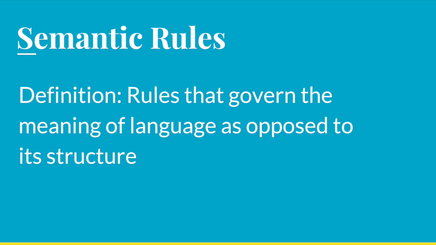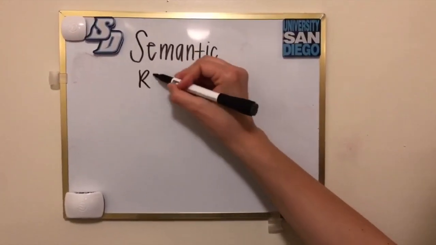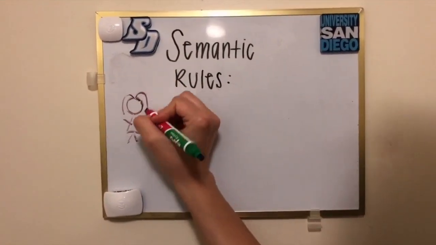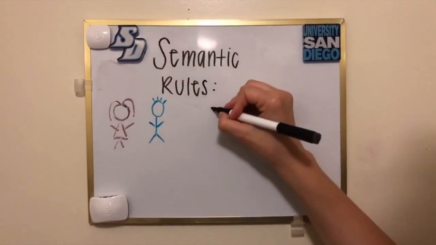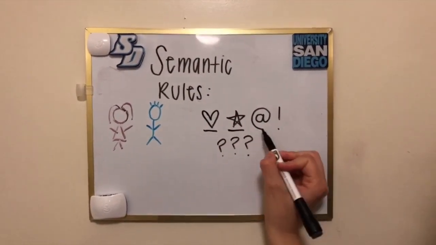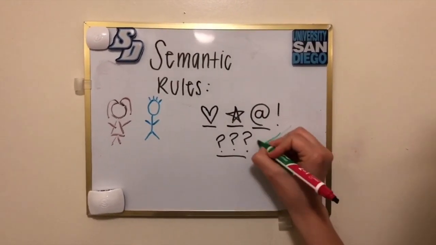Semantic rules govern the meaning of language as opposed to its structure. For example, symbols such as these are universally known to mean female and male. If we didn't have universal meanings for the following symbols, it would lead to a lot of confusion. Semantic rules allow us all to stay on the same page.